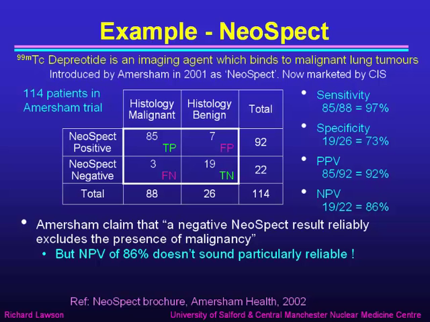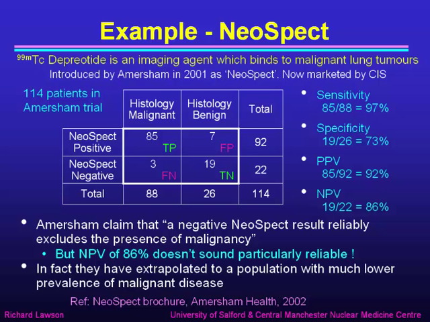The negative predictive value, that is how useful a negative SPECT result is, is 86%. That doesn't sound particularly reliable. It means you get it wrong 14% of the time if the result is negative. I wouldn't call that reliably excluding the presence of malignancy. So how do they justify such a statement? Well, when you inquire from the representatives, it turns out that they have extrapolated to a population with a much lower prevalence of malignant disease.